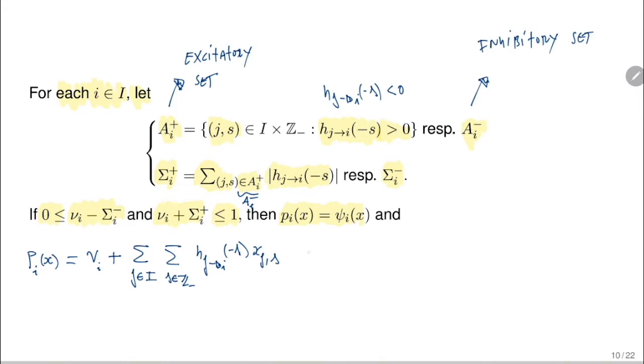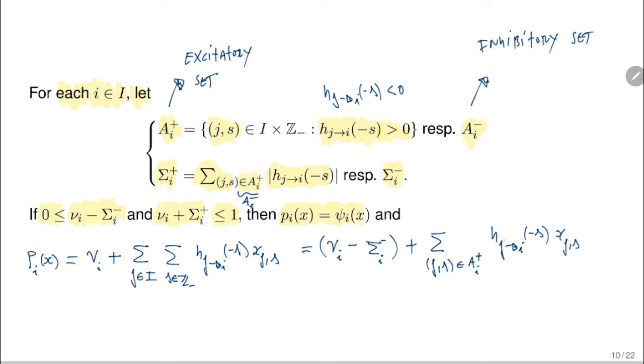Now I sum and subtract σ_I^−. So I have here ν_I minus σ_I^− plus the sum of all pairs j and s belonging to A_I^+ of h_{j→I}(−s) x_{js}.